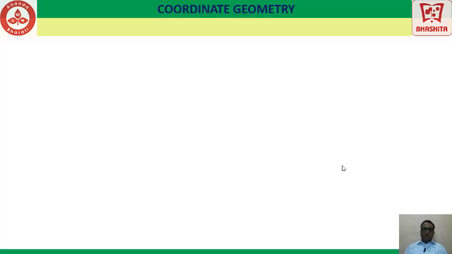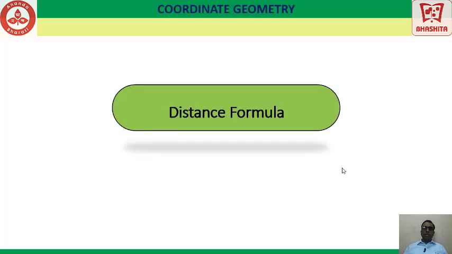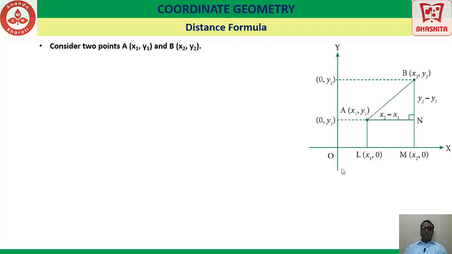As next topic in coordinate geometry, we shall now look at the distance formula. Just look at the diagram, it will be very clear to you. A (x1, y1) and B (x2, y2) are 2 points. You can see that we actually have to find the distance between A and B.